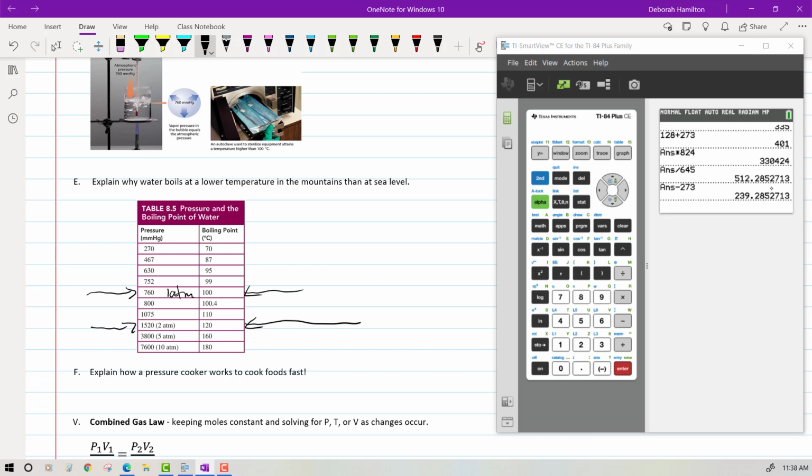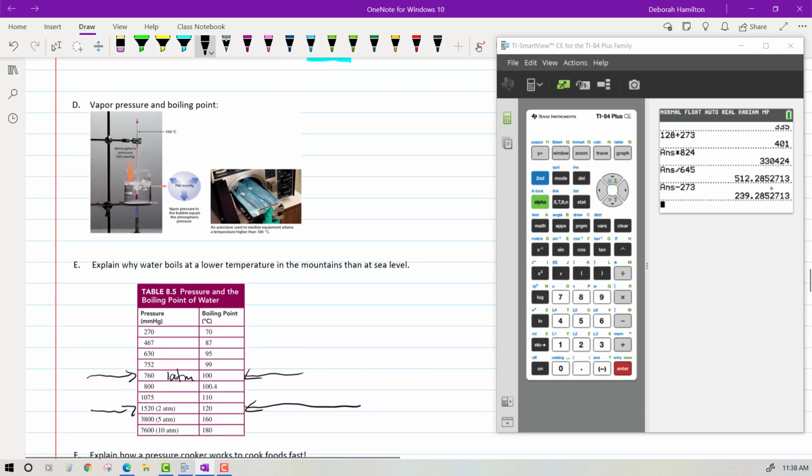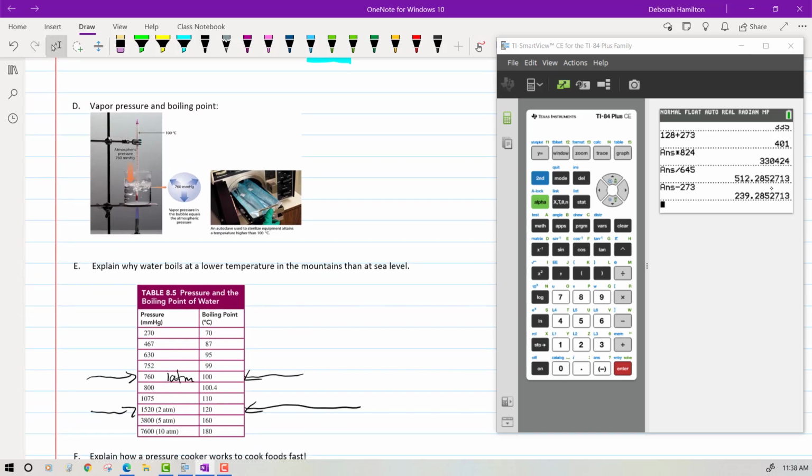So that's just a little bit of conceptual information about pressure and temperature combinations. And this was Gay-Lussac's law, pressure and temperature directly related when moles and volume are kept constant.